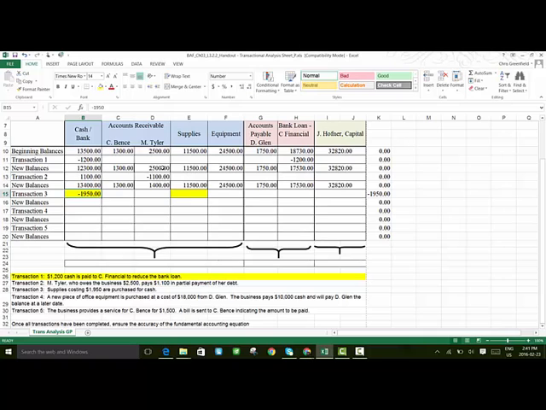And because we have a decrease in cash that we paid out and we have an increase in supplies, we're going to show that. And lo and behold, our transaction balances. So when we copy and paste our math down here, it should balance as well, which it does.